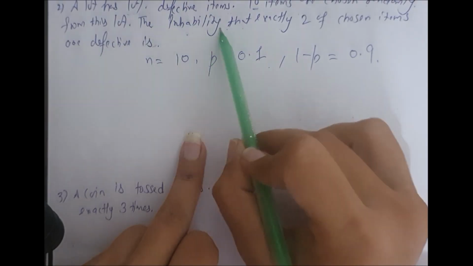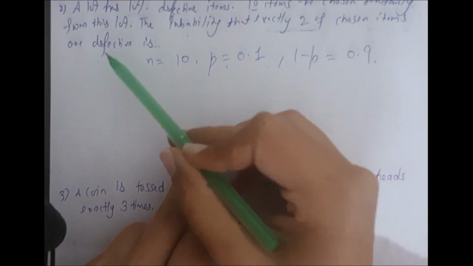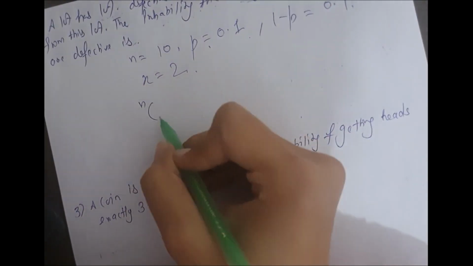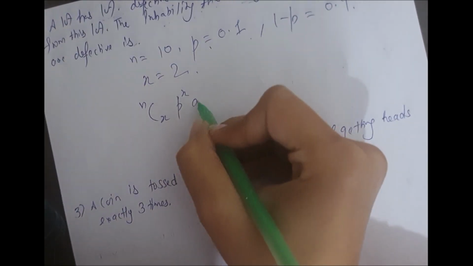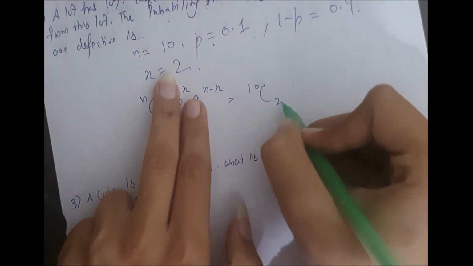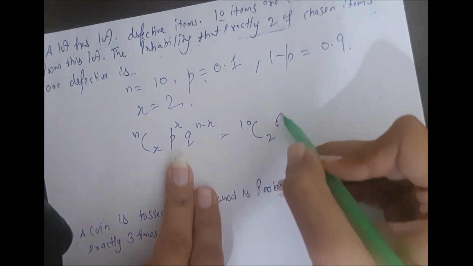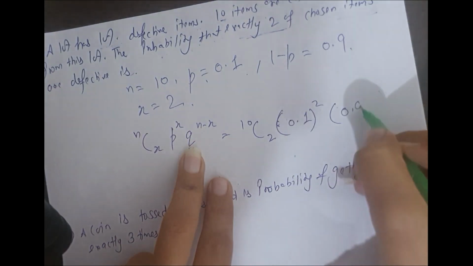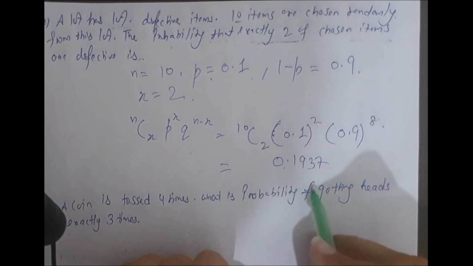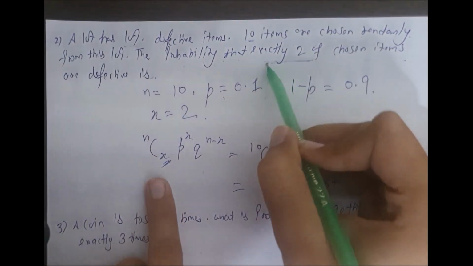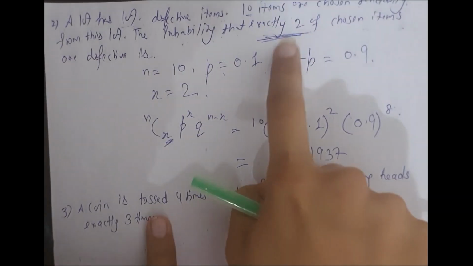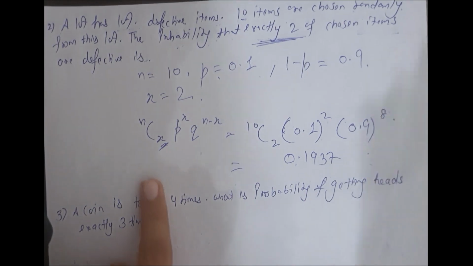Now they are asking the probability that exactly 2 of the chosen items are defective. So x is 2. Just apply that in the formula: 10C2 into 0.1 squared into 0.9 to the power n minus x, that is 8. This is the answer. Why is x 2? Because they are saying exactly 2, not more than 2, not less than 2.